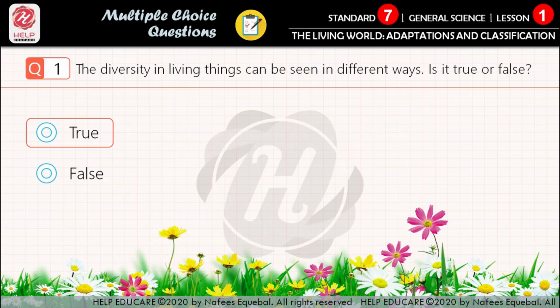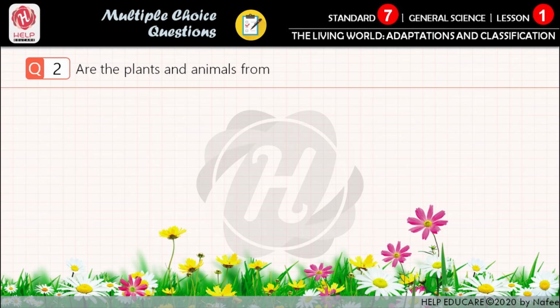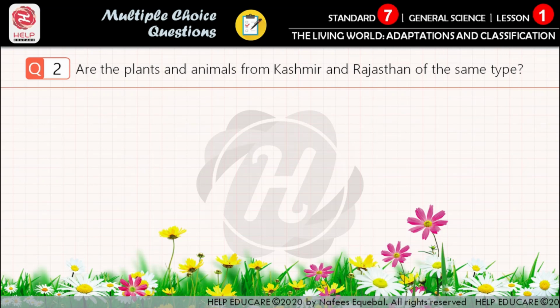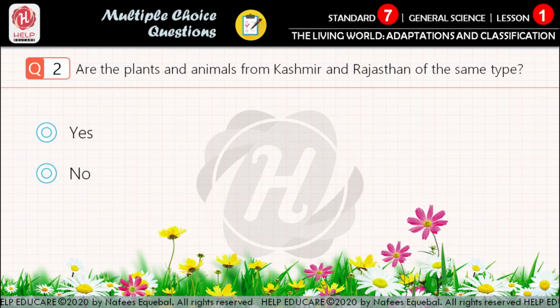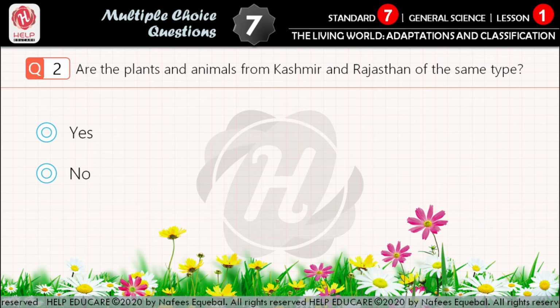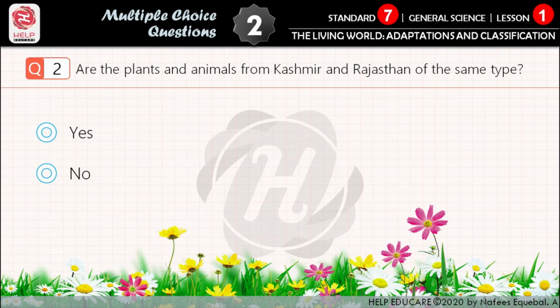Question number 2. Are the plants and animals from Kashmir and Rajasthan of the same type? First option, yes. Second option, no. Correct answer is no.